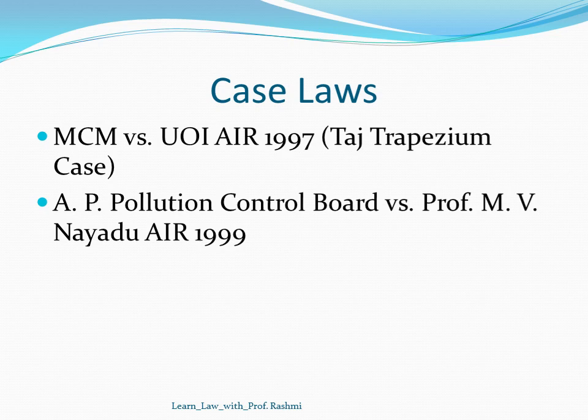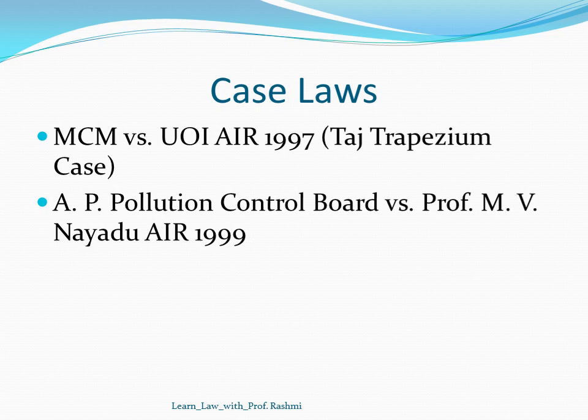So the Supreme Court held that the industries identified by the Pollution Control Board as potential polluters should change over to natural gas as their industrial fuel, and those industries which are not in a position to obtain gas connections should stop functioning in the Taj Trapezium zone. So henceforward no industry shall use coke or coal as industrial fuel while functioning in the Taj Trapezium zone.